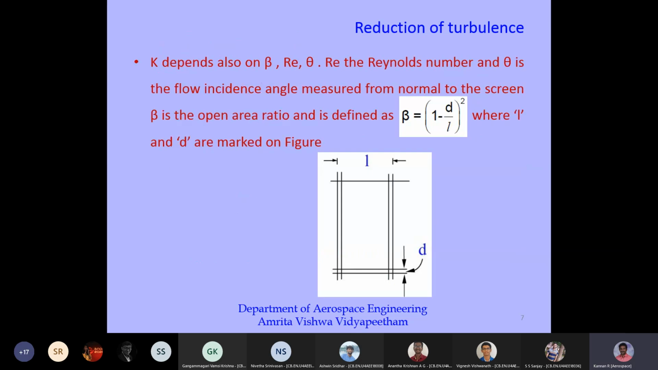And already we have seen that, okay, beta, normally we use it for measuring the wire mesh value, that is 1 by 1 minus d by L. d is the wire diameter and L is the space between the two wires.